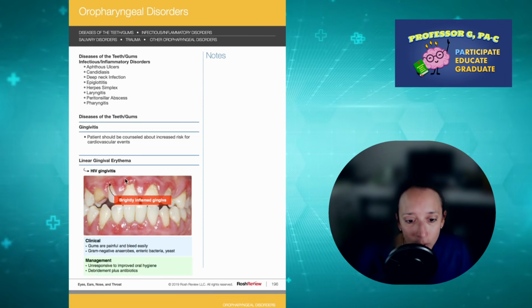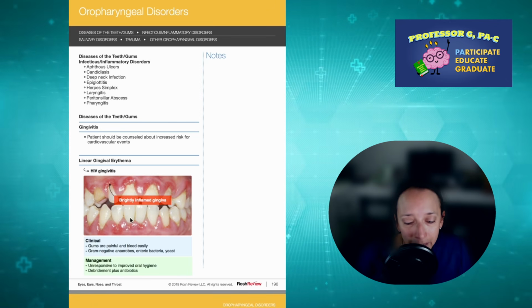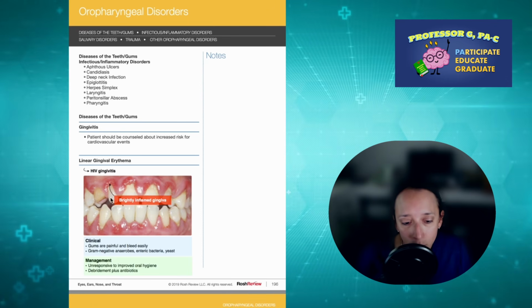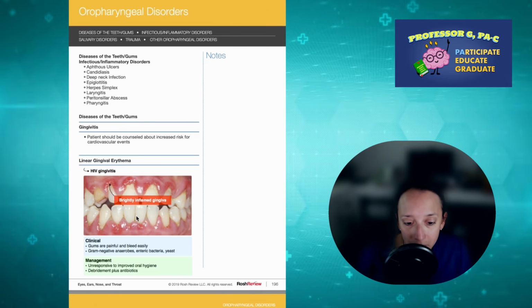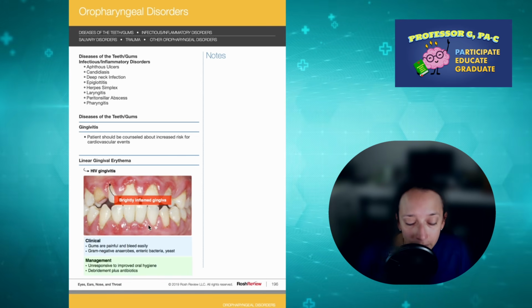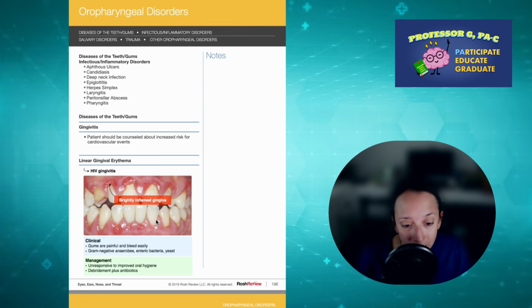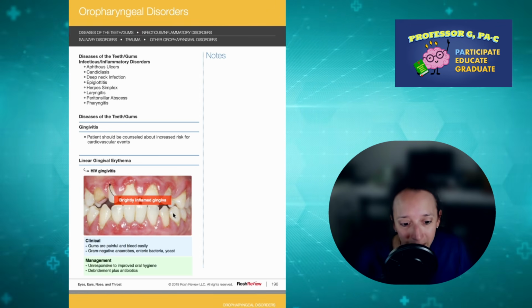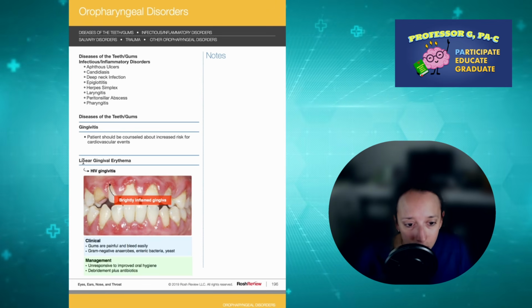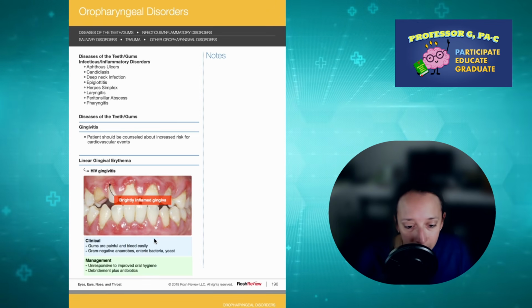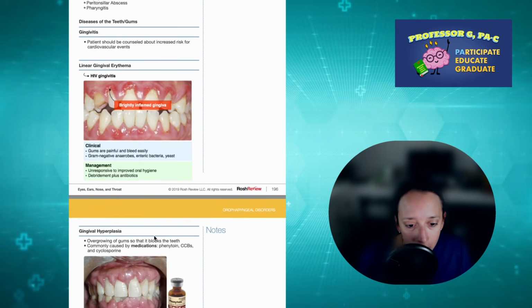We'll see that brightly inflamed gingiva. And if it's just plain old gingivitis, we won't have mobility of the teeth, and we won't usually see a lot of erosion down here. But if it starts to encroach on what we call periodontal disease, that's when it starts to get worse. So we want to try to keep it from getting worse like that. This is actually called linear gingival erythema from HIV gingivitis, so it's a little worse off.